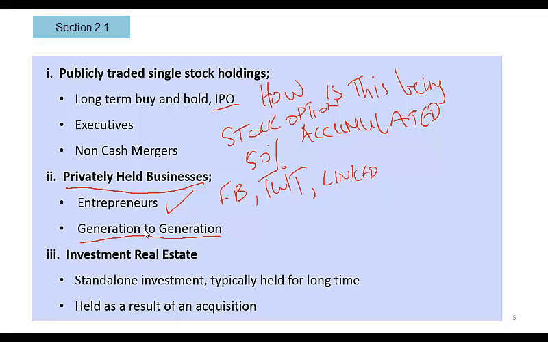The third category is investment real estate, as we discussed. This is a standalone investment. These are long-term assets.